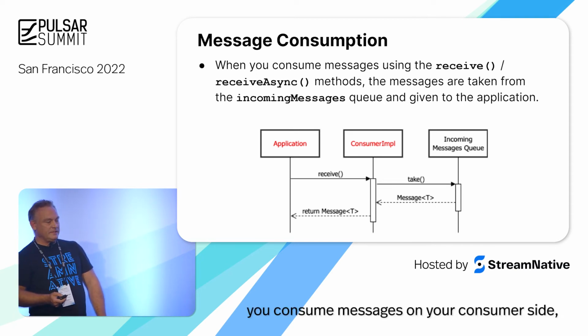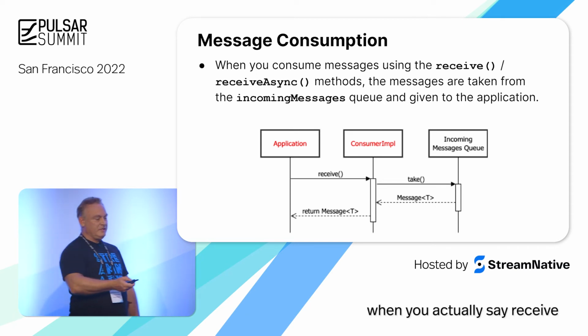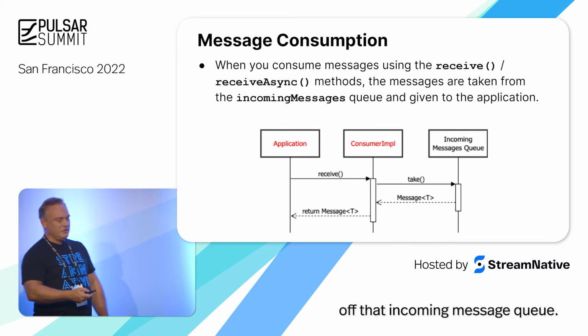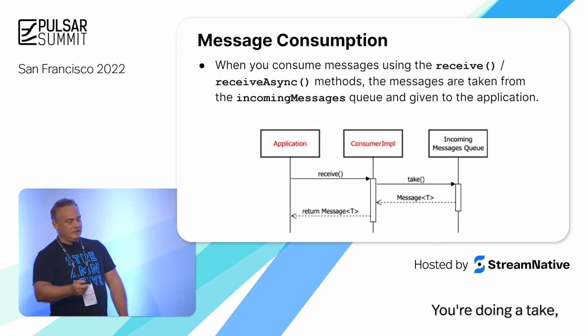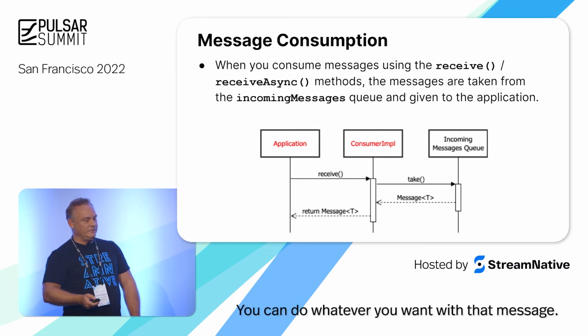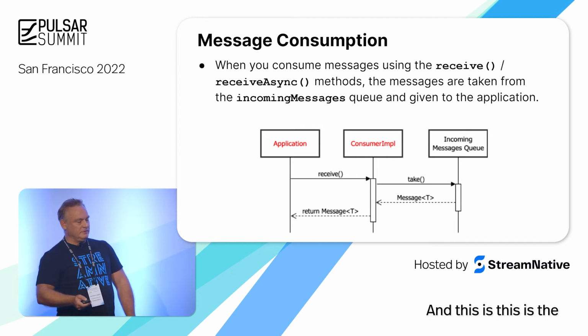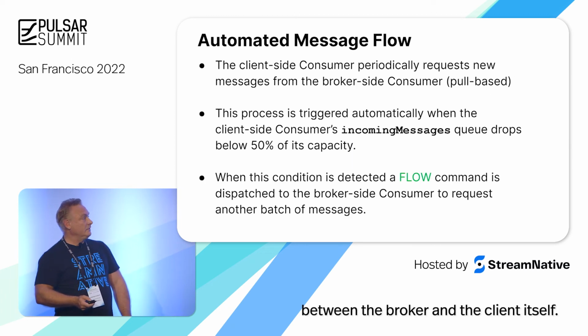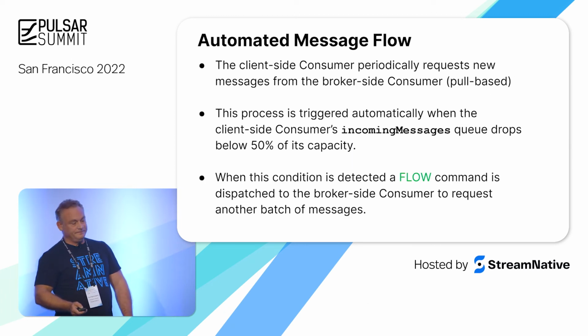So when you consume messages on your consumer side, when you actually say receive in your application code, you say consumer.receive, you're actually pulling messages off that incoming message queue. You're doing a take, you get the message back, you have it, and you can do whatever you want with that message. And this is the intermediary buffer between the broker and the client itself.